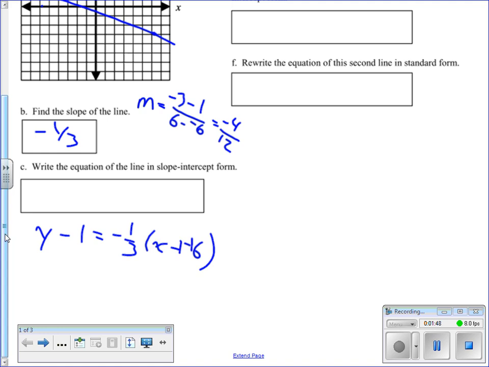Change that to +6. Y minus 1 equals -1/3 x. Distribute the -1/3. -1/3 of 6 is a -2. Add 1 to both sides. And I get y equals -1/3 x minus 1.